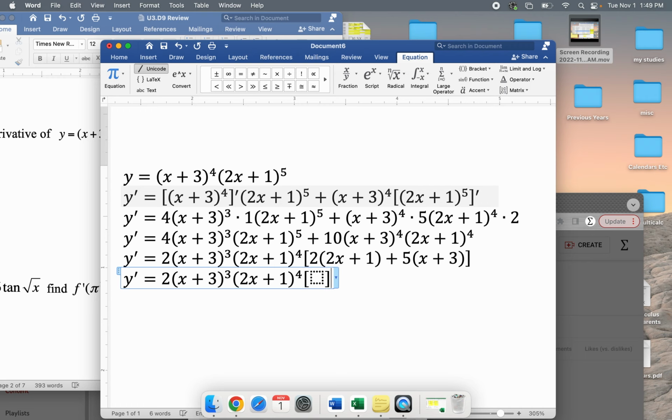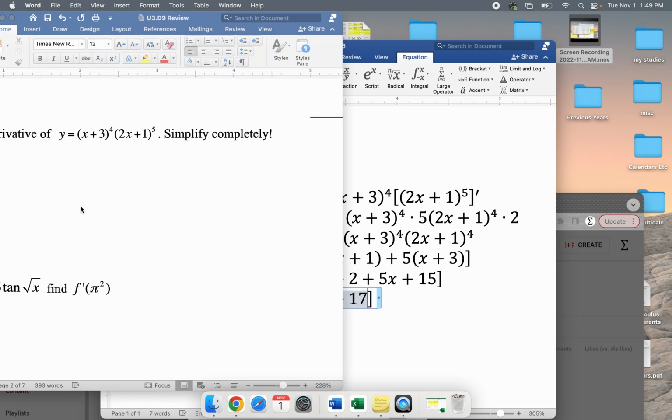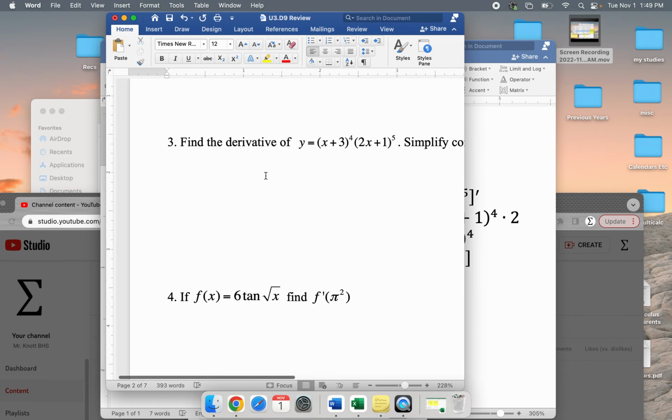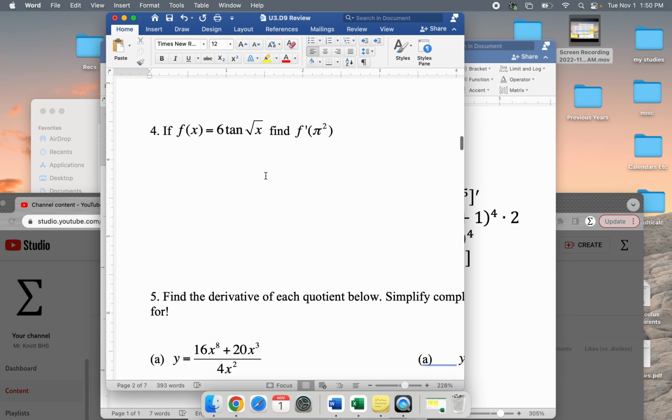And now all that I need to do is distribute and collect like terms inside the brackets. Distributing the 2 gives me 4x + 2. Distributing the 5 gives me 5x + 15. And now if I collect like terms, I will be all set. So that's 9x + 17, right? Okay, that looks simplified.